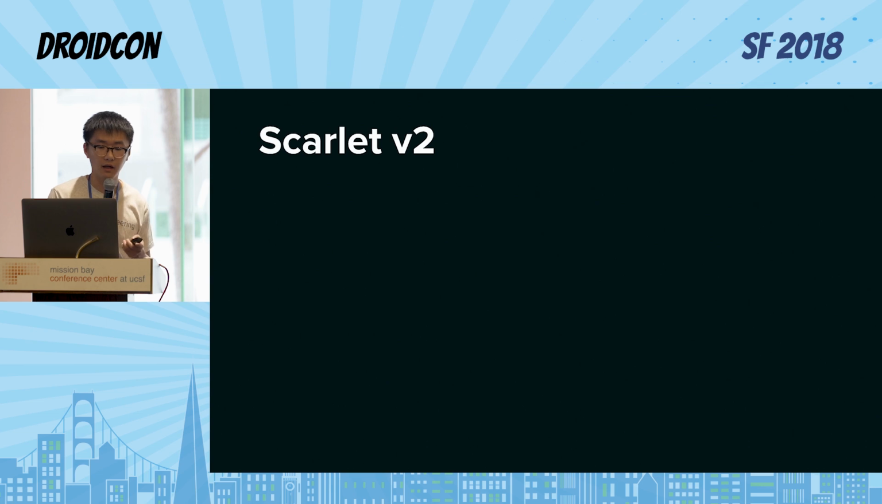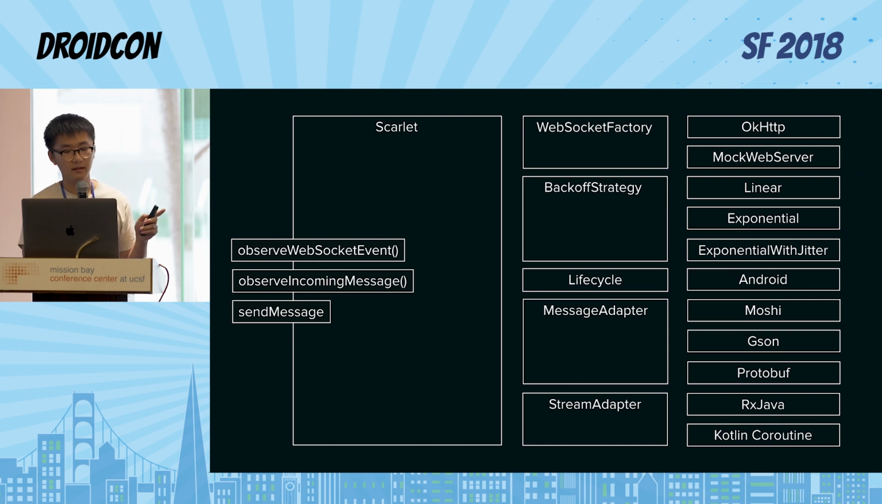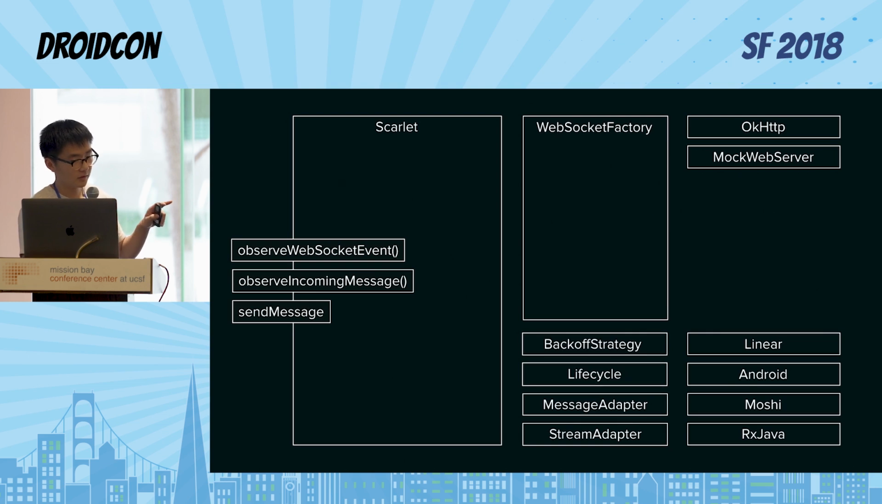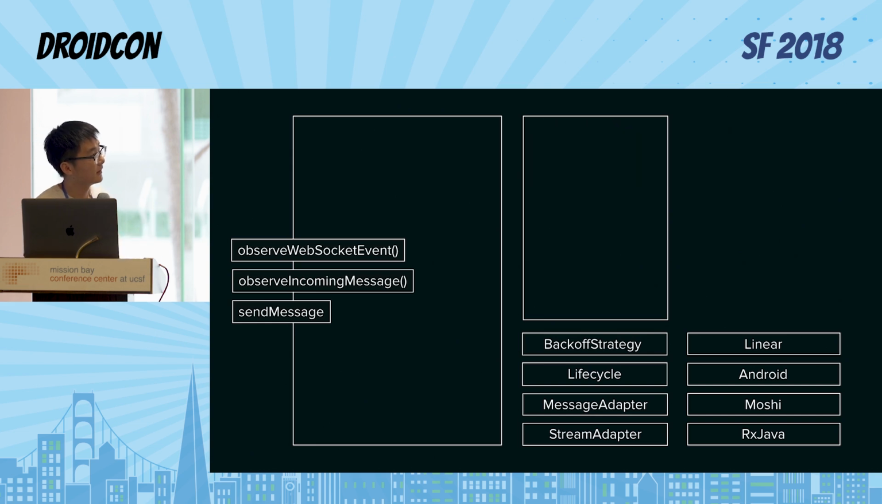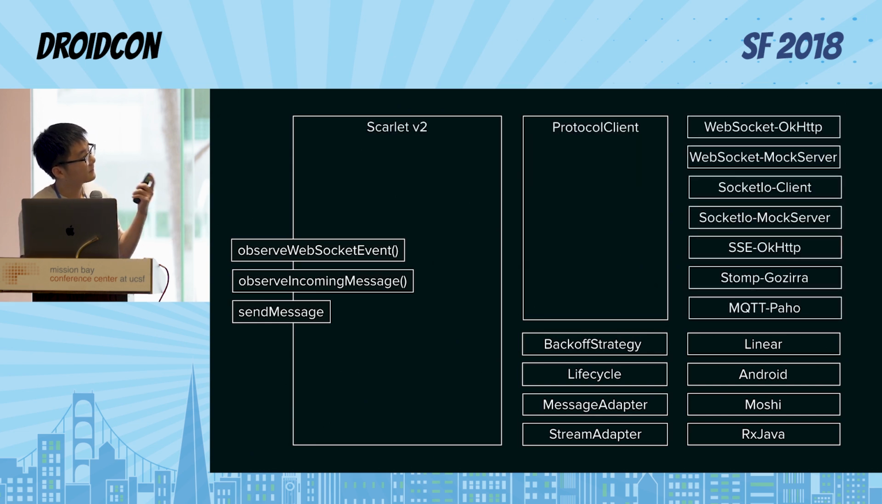In order to support all these libraries, we made a lot of changes in Scarlet. We rewrote half of the code that is in Scarlet. And let's take a look at all the plugins Scarlet has. Here's what we did. In Scarlet v2, we climbed up the ladder of abstractions. We took the WebSocket plugin, the WebSocket abstraction, and turned it into a protocol client. By doing so, we're able to support any persistent connection protocols available.